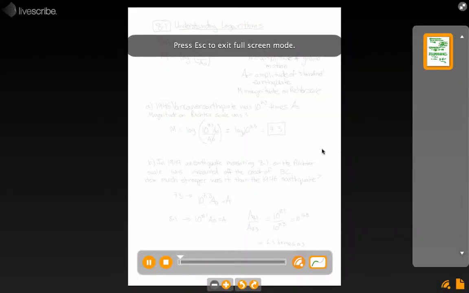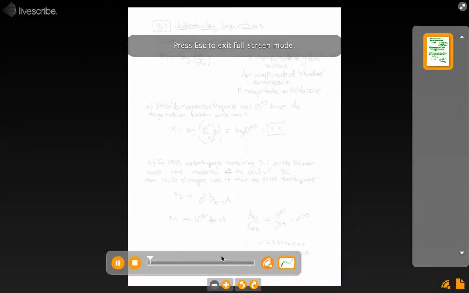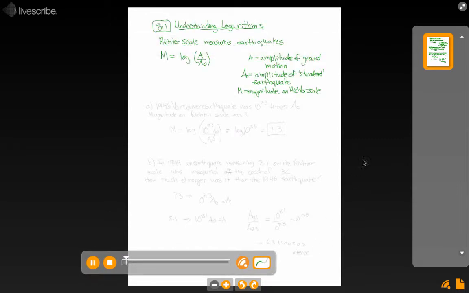This example comes out of section 8.1, Understanding Logarithms. Alright, so in this example, we're talking about the Richter scale. Most of you have probably heard of the Richter scale. It measures earthquakes, and you'll be given an equation that goes with it.